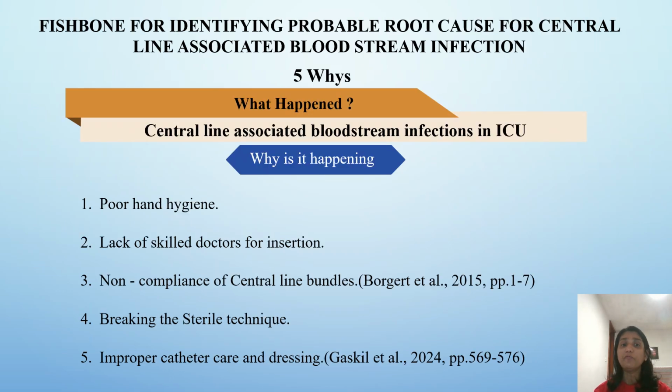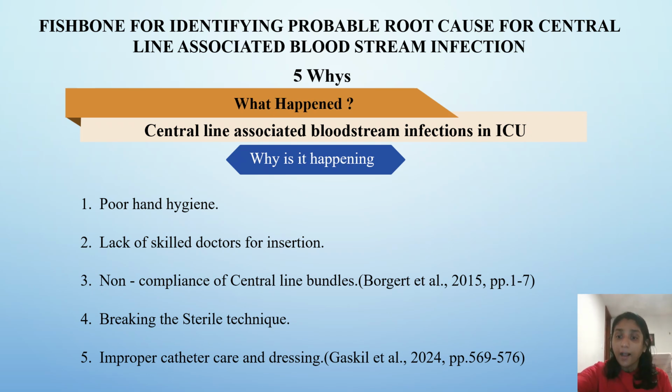So here is a fishbone for identifying the probable root cause of central line associated bloodstream infection. This is my scenario. As I mentioned, the fishbone diagram is always used with brainstorming and 5 whys techniques. Sometimes brainstorming happens in silence, so in that case, definitely the 5 whys will help us. So here, what happened? That's my problem: central line associated bloodstream infections in ICU.